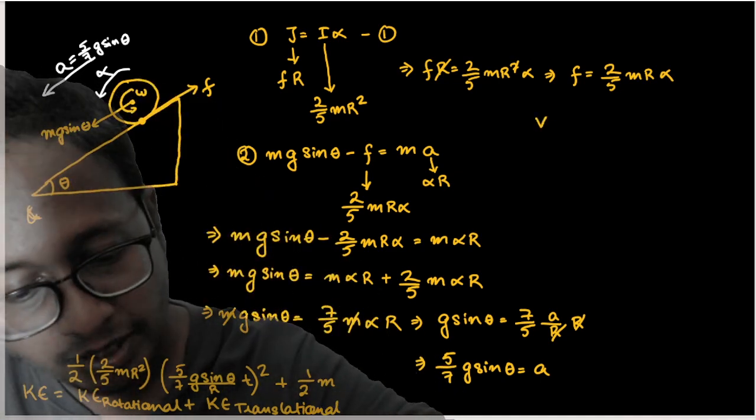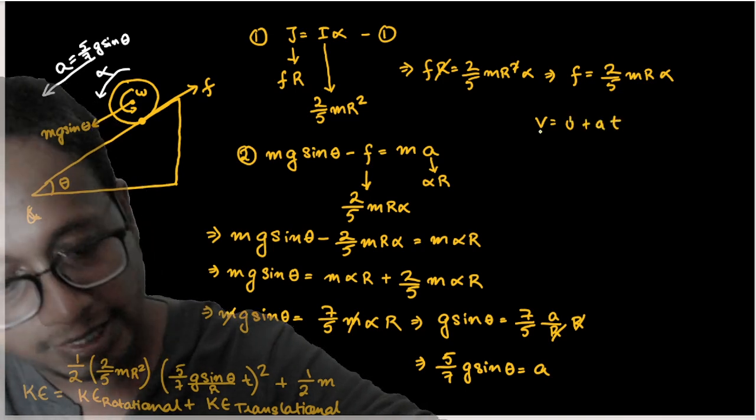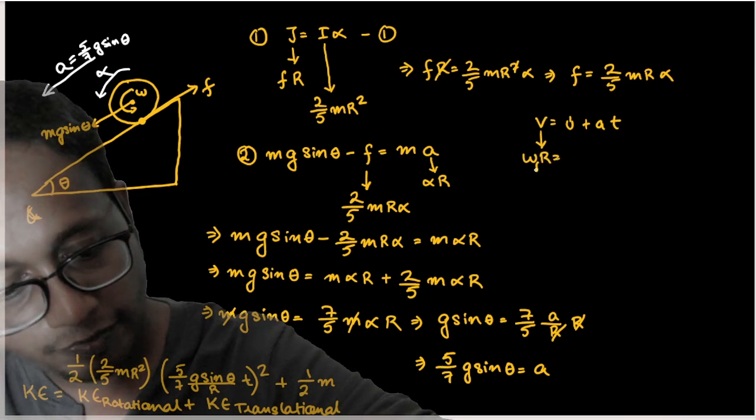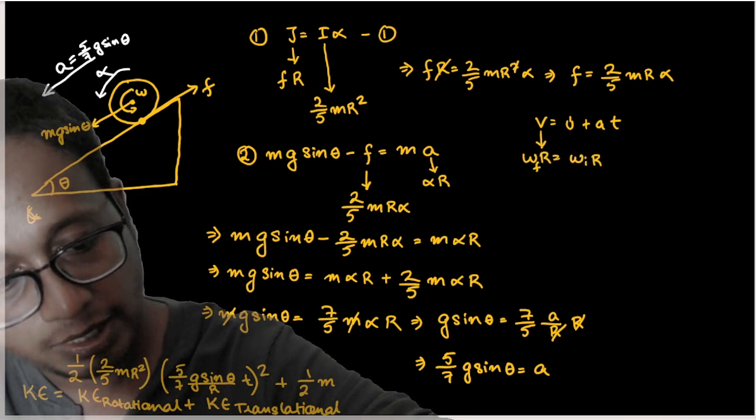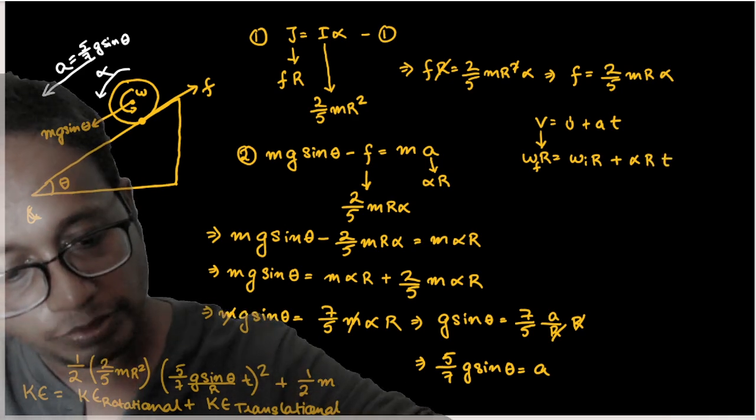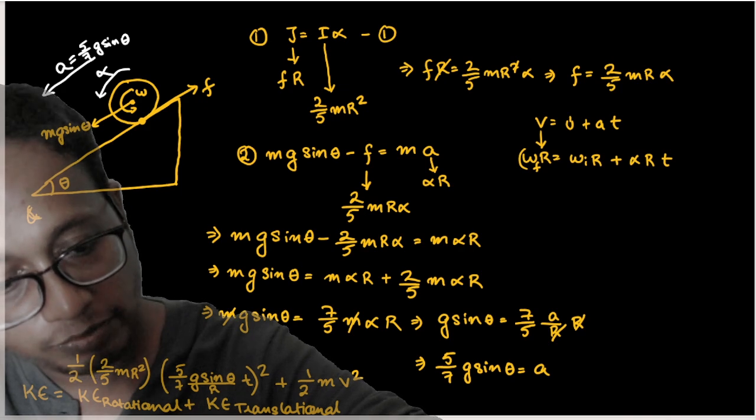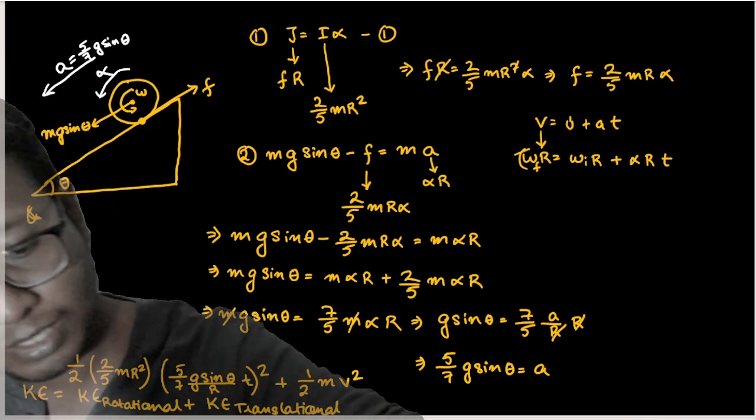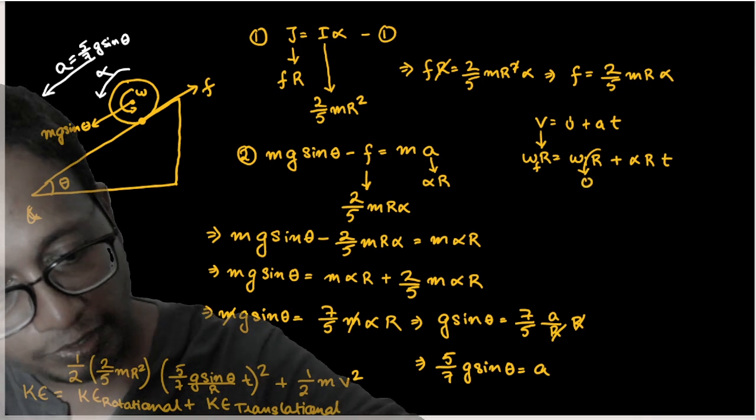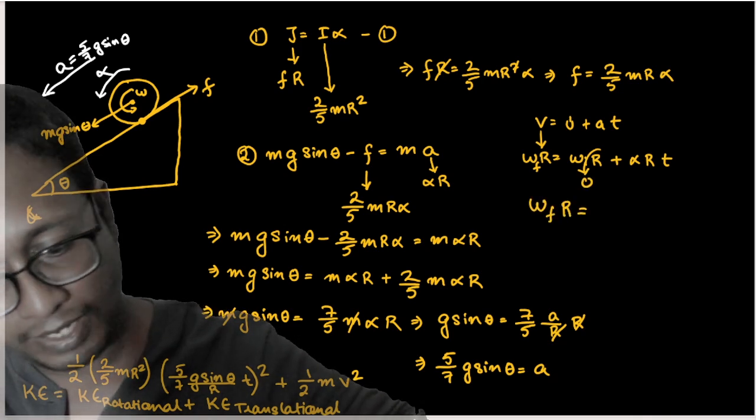The value of velocity is nothing but v is equal to u plus at, isn't it? If I write this in angular velocity terms, omega final into r is equal to omega initial into r plus alpha r into t. Okay, so I have to find out the value of v square. v square means nothing but omega final into r whole square. So if I find omega final, this parameter will become 0 because initial angular velocity is equal to 0. Omega final into r is equal to alpha r t. What is the value of alpha?